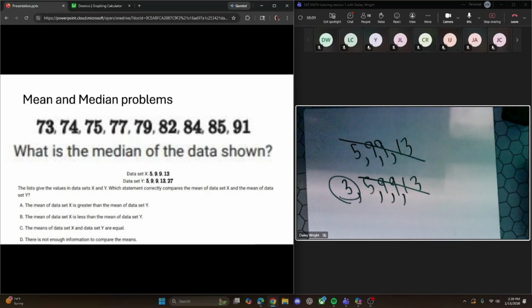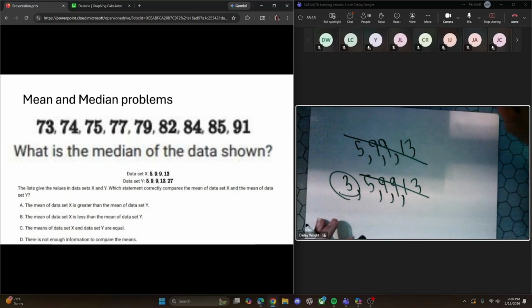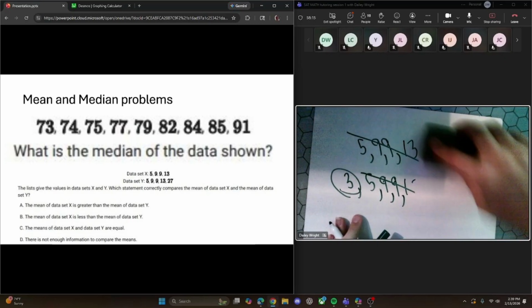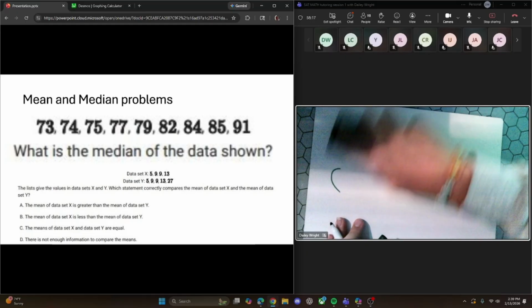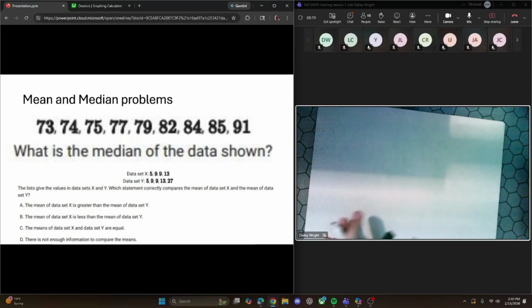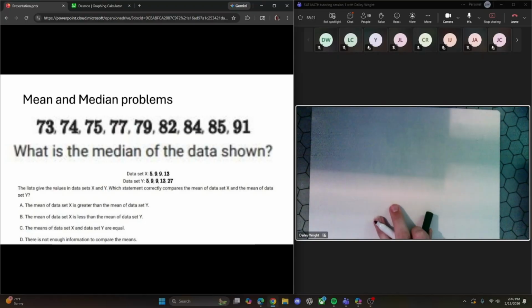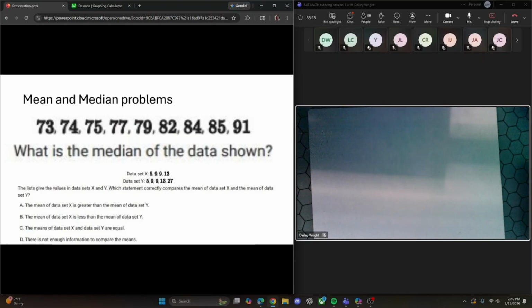So, with certain mean problems, don't type them into Desmos. It's not worth it. Look at the mean problem first. See if you can easily do it in your head. If you can't, then you go to Desmos. Okay.